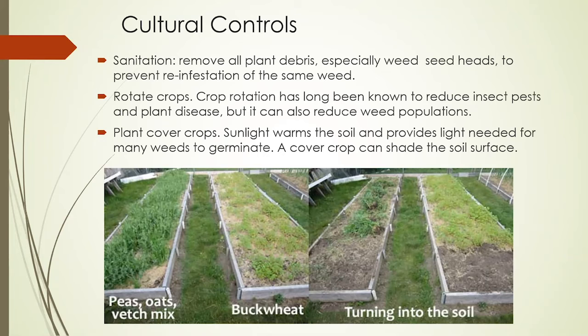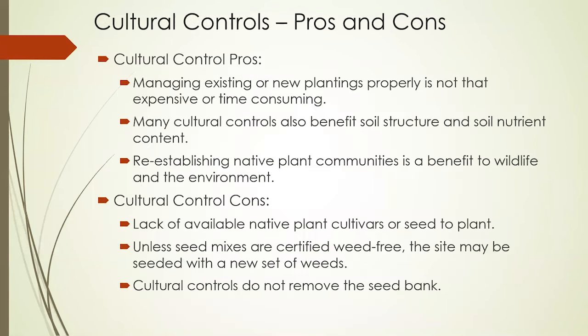You can plant cover crops because the cover crops inhibit the weeds from growing. As the sunlight warms the soil and provides the light, lots of weeds will germinate. But if you have a cover crop there, it's going to shade the soil and it's going to prevent that from happening. It also will help your soil, and you can turn it under. It's going to hang on to the nutrients. You turn it under in the spring and you haven't lost those nutrients.